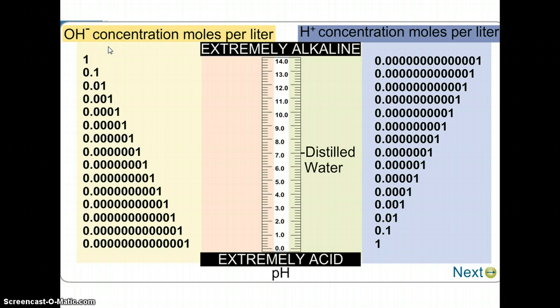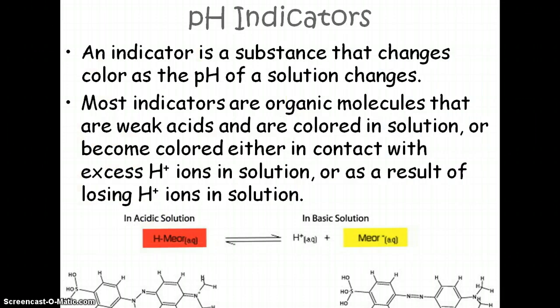And then exactly opposite of that is the OH minus concentration. The fewer OH minuses, the lower the pH or the more acidic, and the higher the OH, the more alkaline. So just reminding you of those facts. All right, so pH indicators.